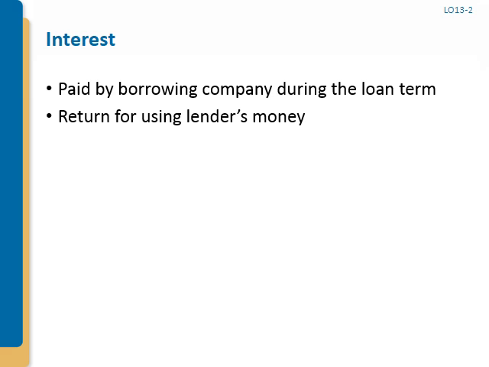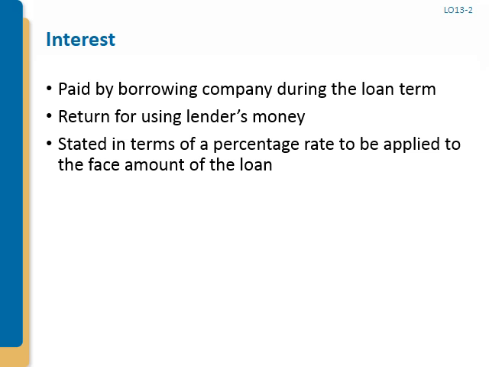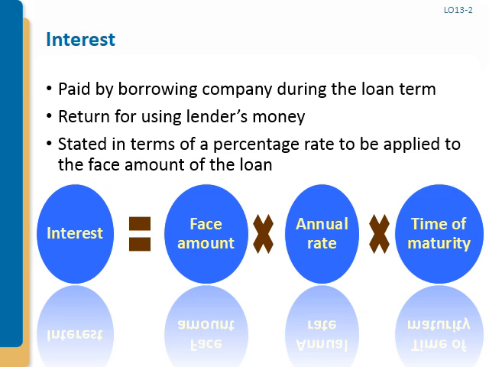When a company borrows money, it pays the lender interest in return for using the lender's money during the term of the loan. You might think of the interest as the rent paid for using money. Interest is stated in terms of a percentage rate to be applied to the face amount of the loan. Because the stated rate typically is the annual rate, when calculating interest for a short-term note, we must adjust for the fraction of the annual period that the loan spans. Interest on notes is calculated as the face amount of the loan times the annual rate times the time to maturity.